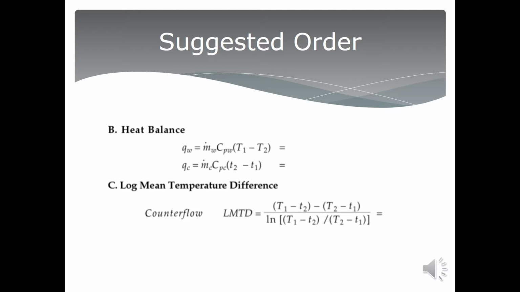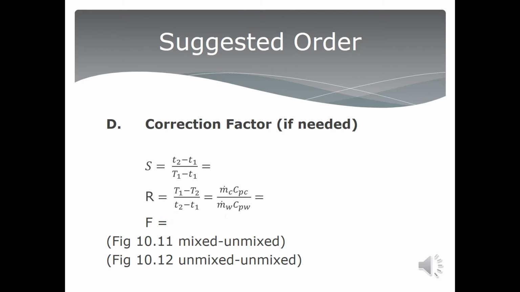Part C is finding the log mean temperature difference using the counterflow formula. Part D is to find the correction factor if needed. The correction factor is a function of the capacitance ratio R and the temperature factor S. Once you find S and R, you can look at figure 10.11 for a mixed unmixed or figure 10.12 for unmixed unmixed to find the correction factor needed.